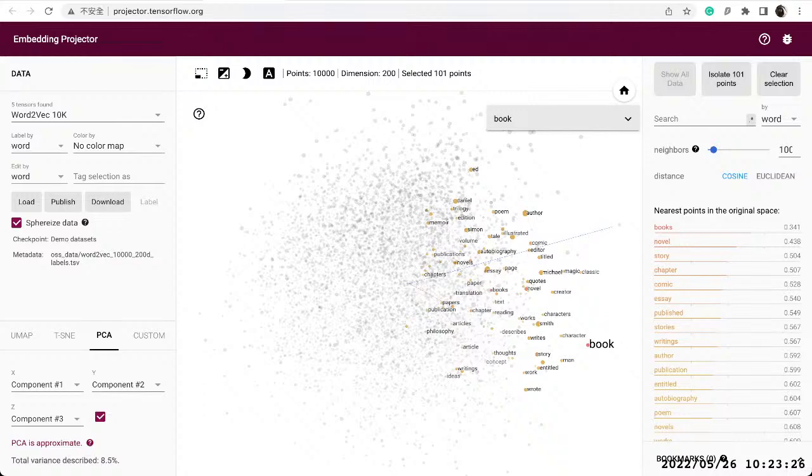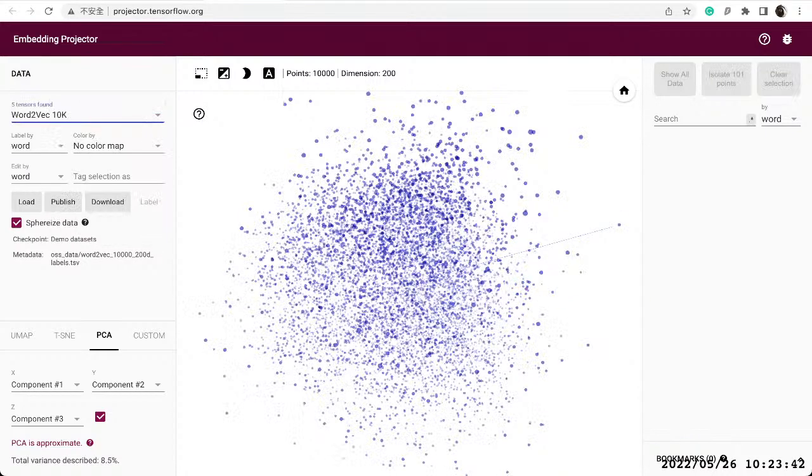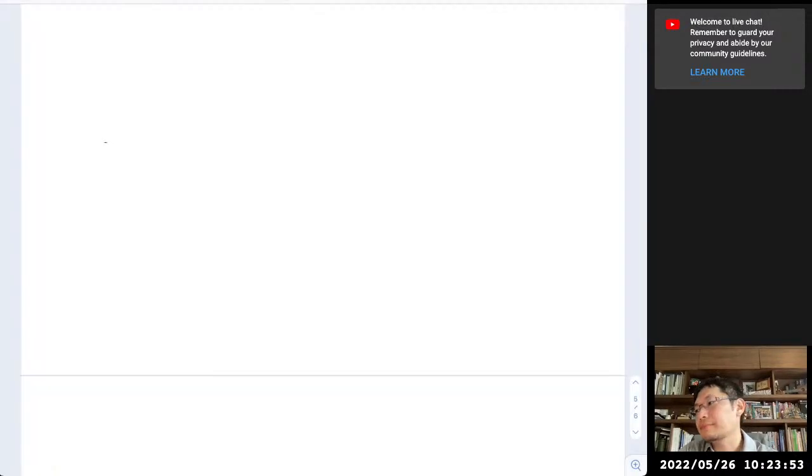Okay, so here is word to vector. You see, here's word2vec. Of course, BERT is another way to encode the entire sentence into vectors. I would like to show you some interesting things right here.